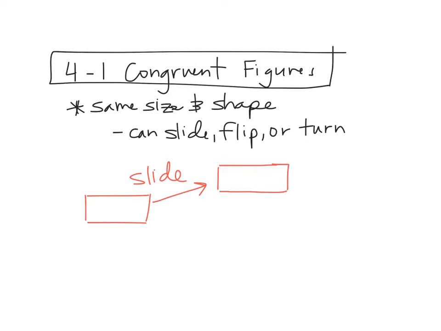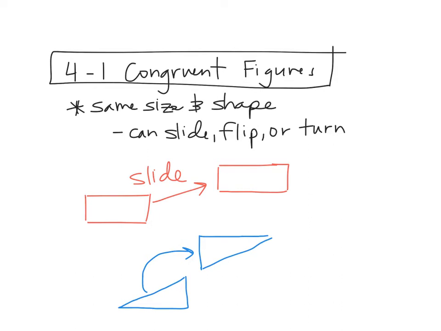Second one is a turn. If I have a triangle that looks like this, and then a triangle that looks like this, I just took this triangle and I turned it, I rotated it, right? Would be another way to say it. Still the same figure, it's still the same triangle, so we would say those are congruent triangles. We just turned it, we rotated it.